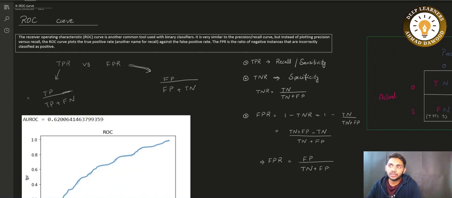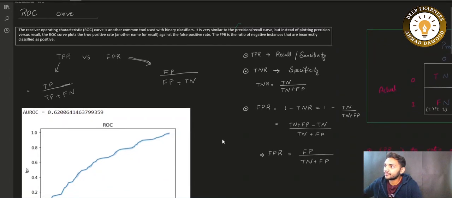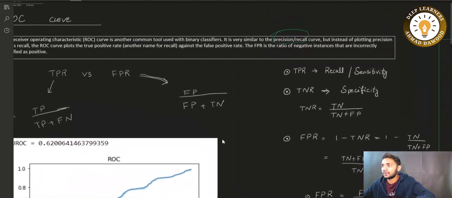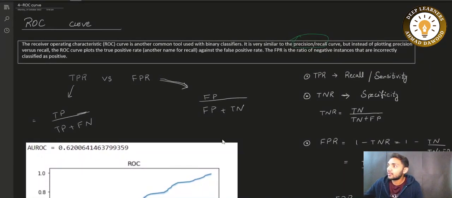ROC curve, the receiver operating characteristic curve, is another common tool used with binary classifiers. It is very similar to the precision-recall curve, but instead of plotting precision versus recall, the ROC curve plots true positive rate versus false positive rate.